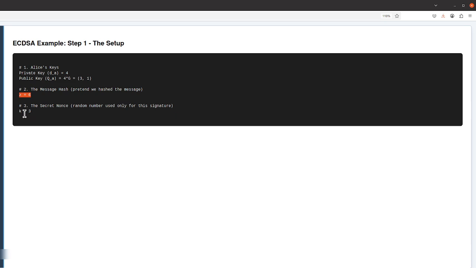Finally, and this is a critical step, Alice must generate a new, secret, random number to use as a nonce for this signature only. Let's say she generates k equals 3.